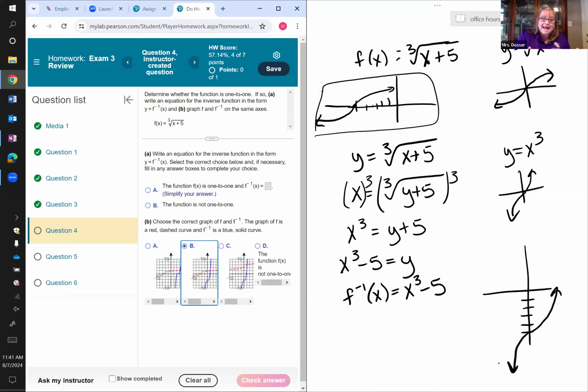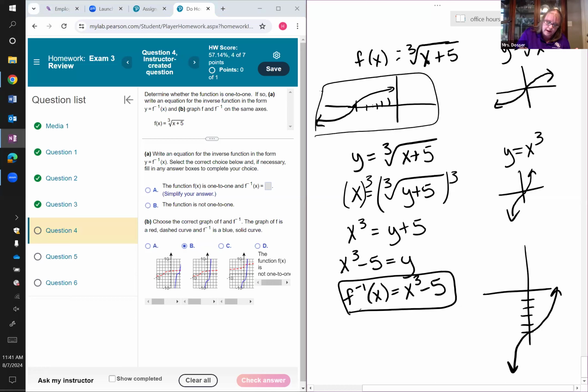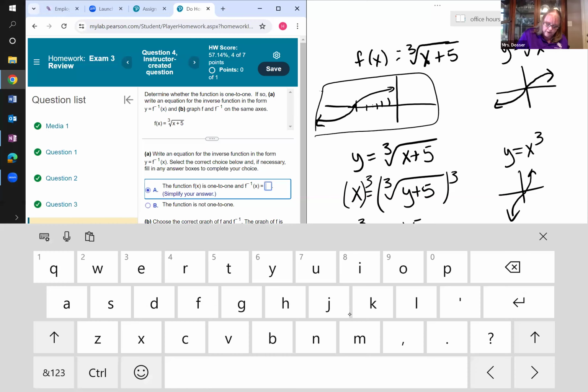Now back up on part A, we found our inverse function here. We just need to enter that into our answer choice. Obviously, again, not answer choice B because it says the function is not one-to-one. We know it is one-to-one. So we select answer choice A, and then we plug in the x cubed.